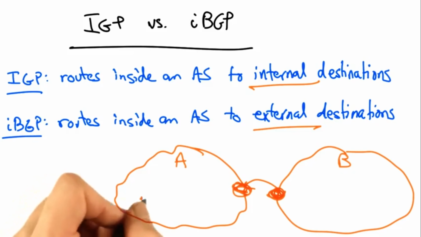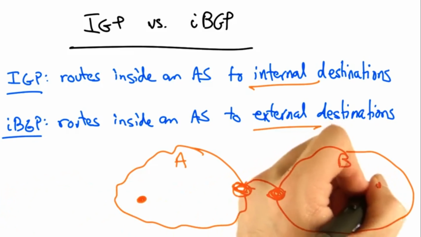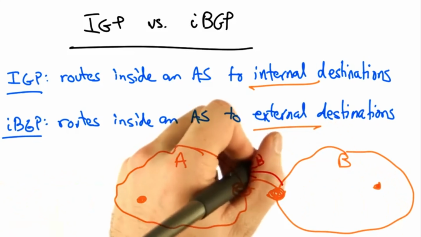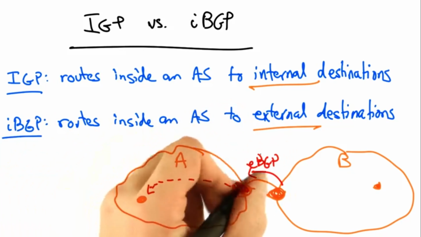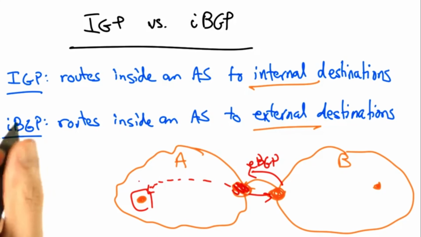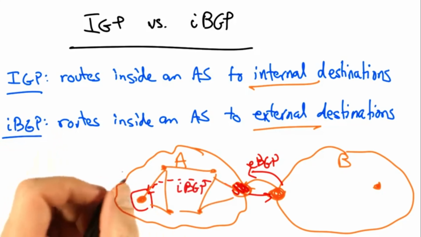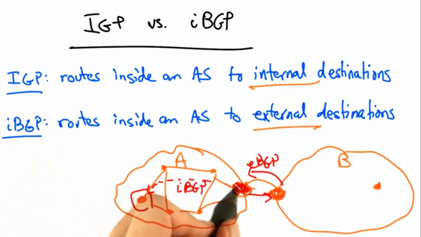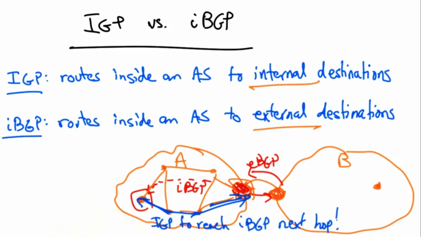So let's suppose that a router inside ASA is trying to reach a destination inside ASB. ASA would learn the route via eBGP, and the next hop, of course, at this router would be the border router at B, and now a router inside Autonomous System A would learn the route to B via iBGP. Now the BGP next hop would be the border router, and so this router inside ASA needs to use the IGP to reach the iBGP next hop.